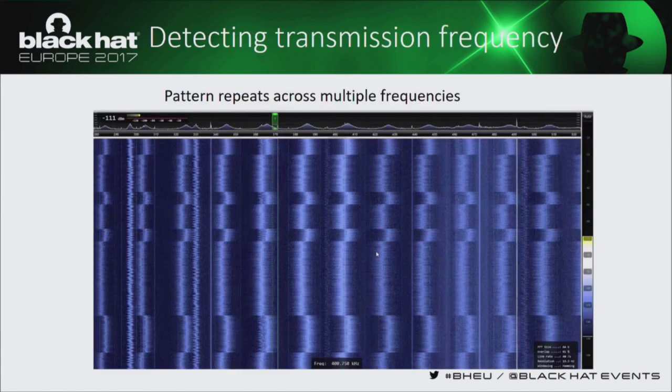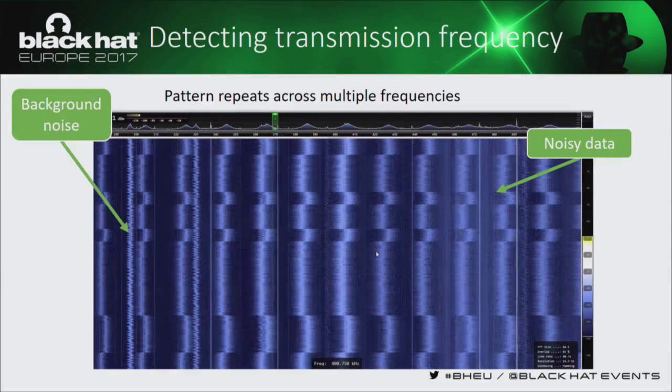Okay. So first of all, this is again the output of Console SDR, and you can see that the pattern created by the CPU is repeated, exactly the same, at different frequencies. But some of those frequencies are noisy. There is constant background noise that makes it hard to understand. This might be caused by some device nearby or by another component on the PLC. And if you move the PLC to a different place, the noise might be different. So you want to pick a good, clean frequency to work with, without noise.